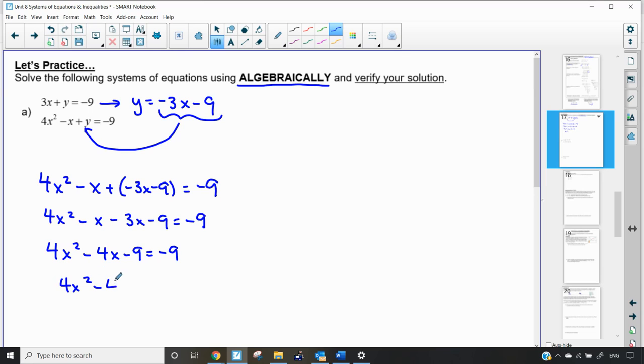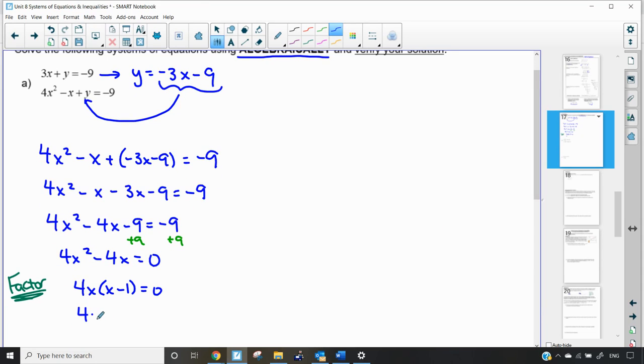So 4x squared minus 4x, I will have added 9 to both sides, and a negative 9 plus 9 would have given me 0. Now at this point, I am going to factor. Anytime we have those quadratics, so we have two variables, we're almost always factoring. So I'm going to pull out a common factor here. I'm going to have 4x times x minus 1 equals 0. And moving through to solve, that's going to give me 4x equals 0, or x minus 1 equals 0. And that gives me x equals 0, or x equals 1.